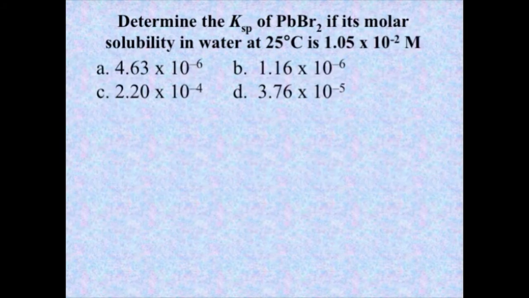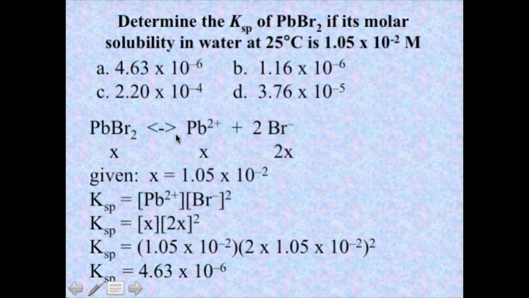Now let's turn the tables and see if we can determine the solubility product from molar solubility. If the molar solubility of lead bromide is 1.05 times 10 to the minus 2 molar, can you calculate what the solubility product would be for this compound? Turn your playback off, try it, and then come back and we'll discuss it.